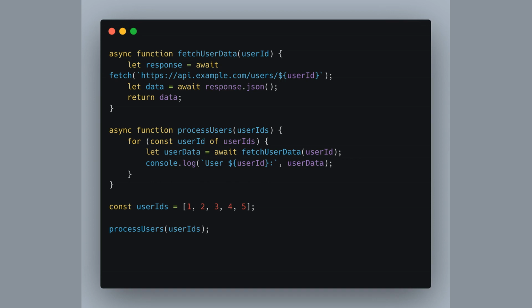We have a function, fetchUserData, fetching data for a single user. In processUsers, we loop through an array of user IDs. For each ID, we await the data from fetchUserData. This way, we're handling each asynchronous operation in sequence within our loop. It ensures that we complete fetching each user's data before moving on to the next. This pattern is useful when the order of operations matters, like when each step depends on the result of the previous one.